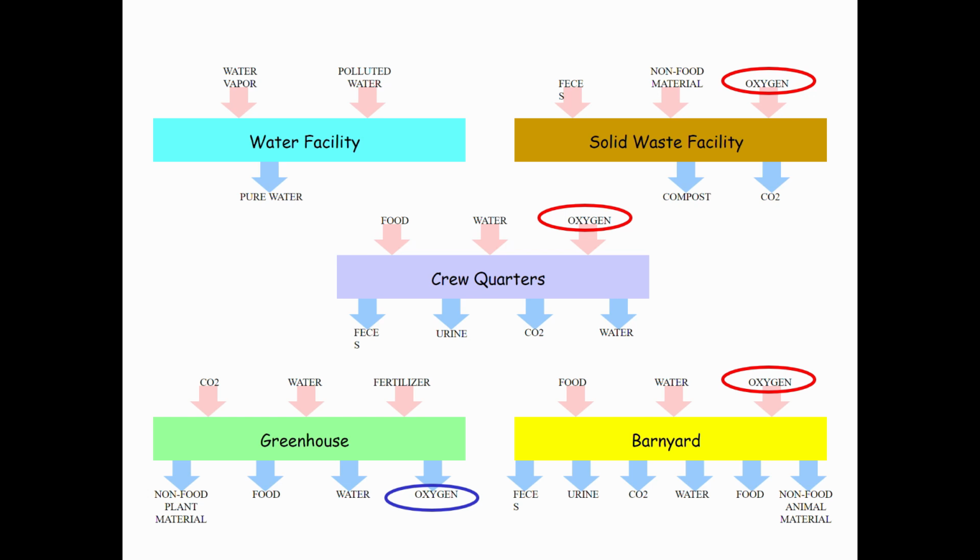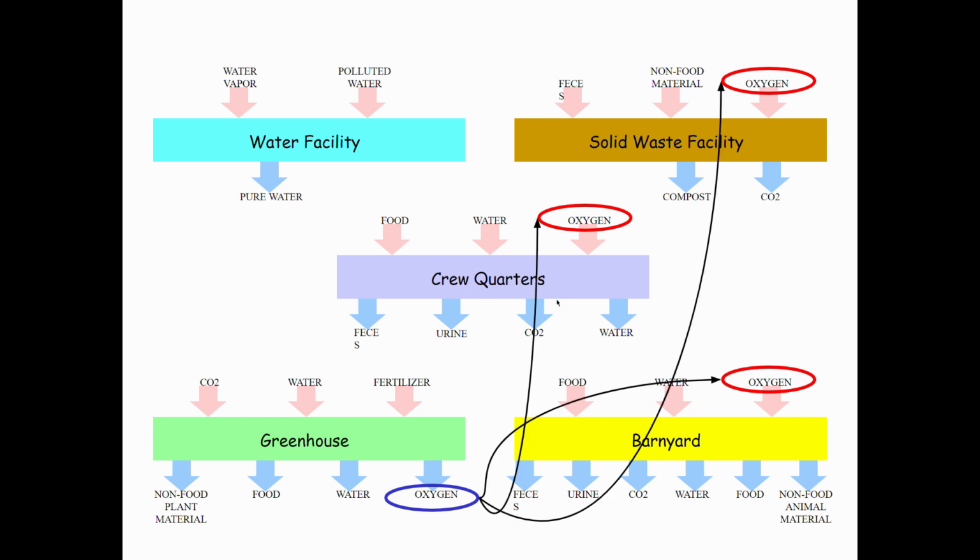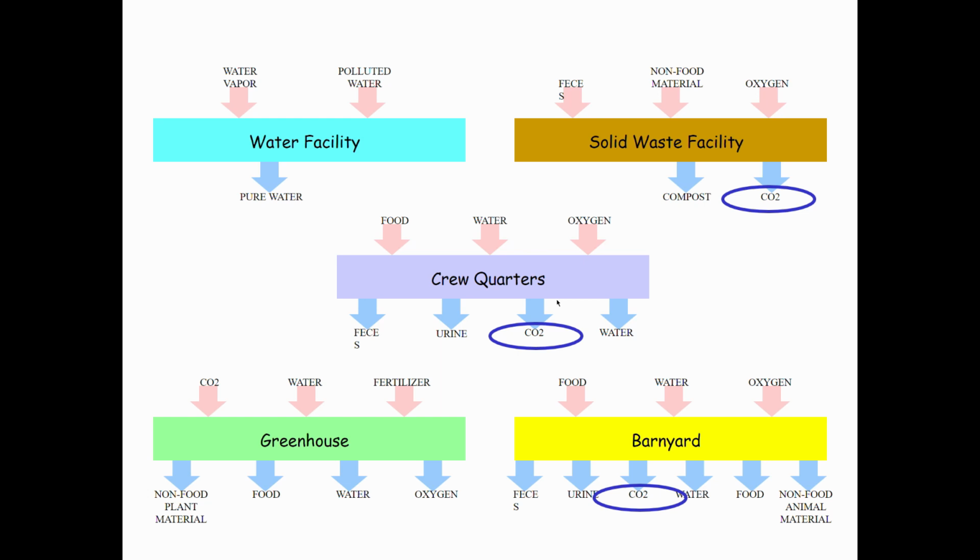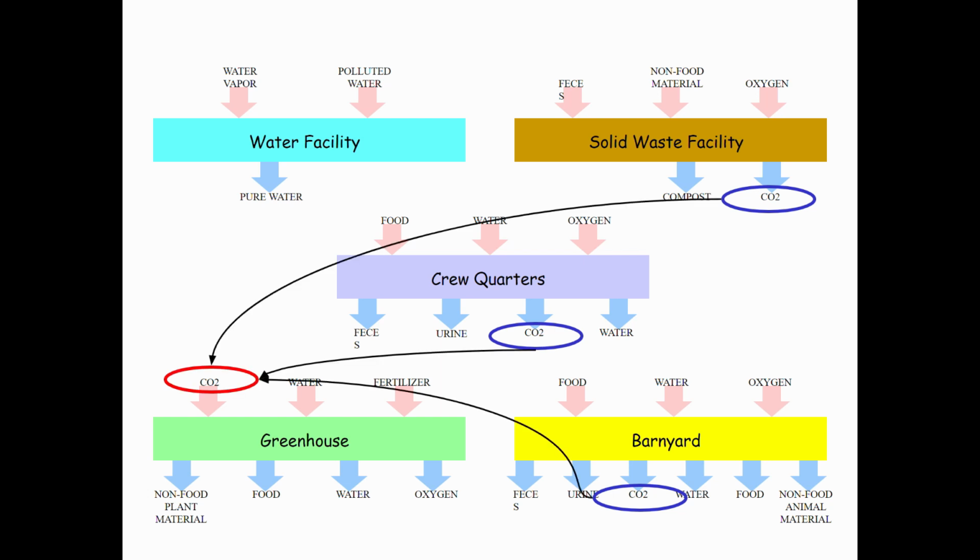Alright, so focusing on oxygen. Oxygen comes out of the greenhouse and then it has to get split up and sent out to the waste facility. It's going to get breathed in by the crew, and it's also going to be breathed in by the animals in the barnyard. So there's our oxygen connection. After those animals and people breathe it in, they're going to produce CO2, which then has to get sent over to the greenhouse to get broken down and photosynthesized into oxygen once again.